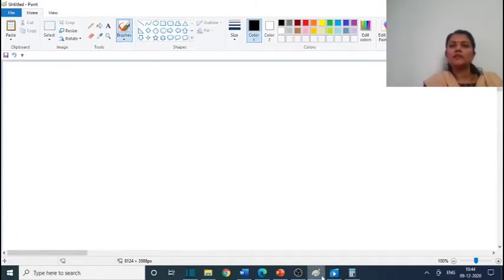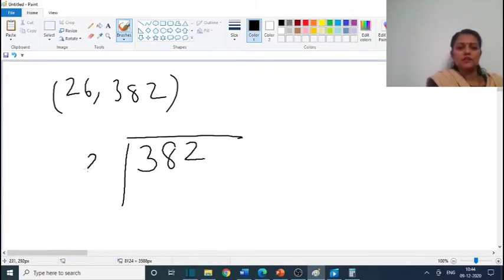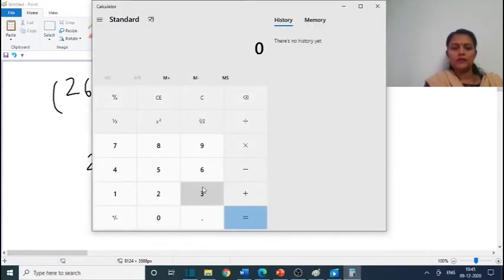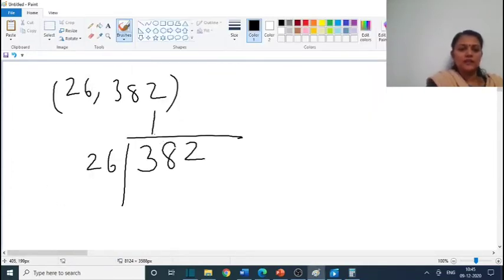Now I have given 3 problems. The first problem is to find the GCD of 26 and 382. So we have to divide the biggest number, 382, by 26. Using a calculator, 382 divided by 26, the answer is 14.